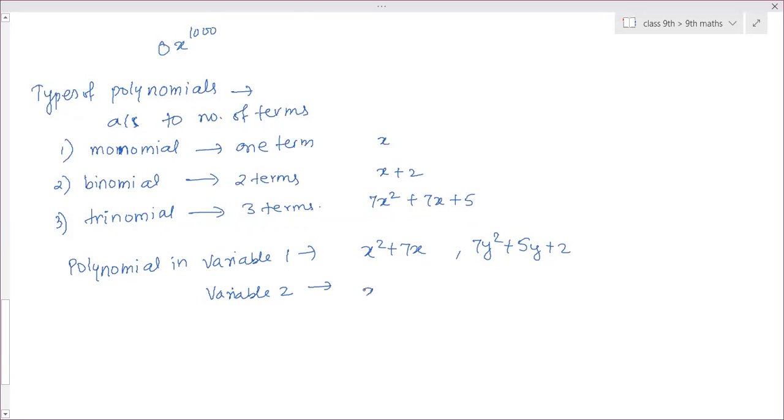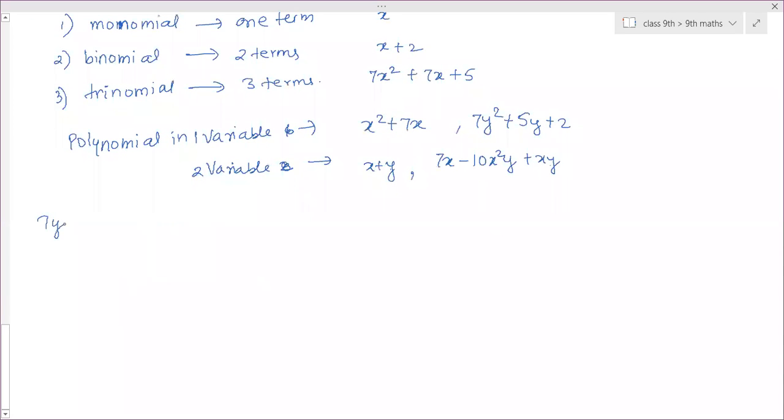Two variables means x plus y, 7x minus 10x square y plus xy. This is one expression which has two variables x and y. This is one polynomial with variables x and y. So in this expression there are two variables, therefore it is called a polynomial in two variables. It can be anything: 3, 4, 5, 10,000 also possible.